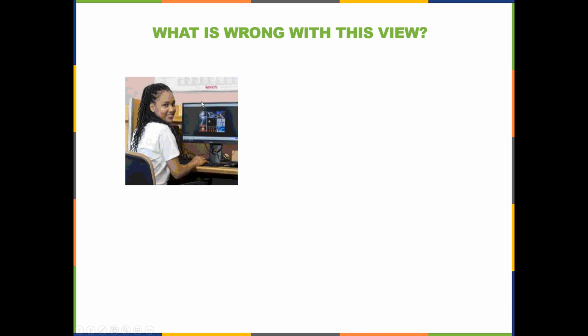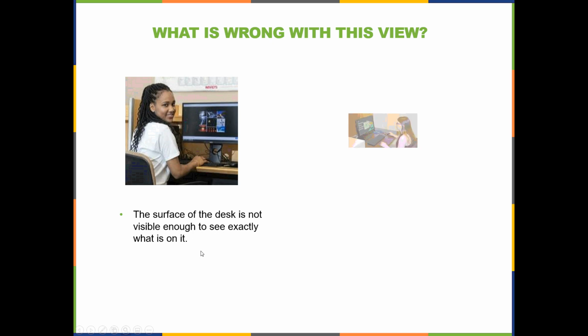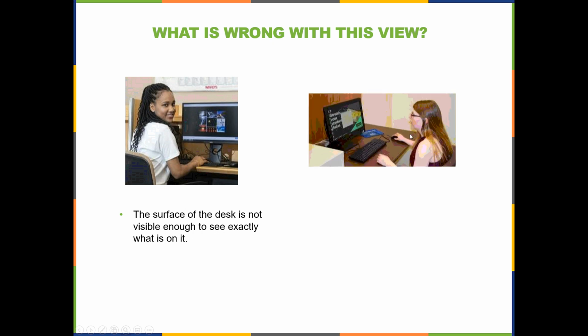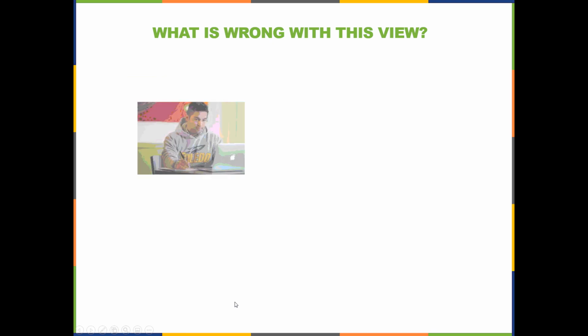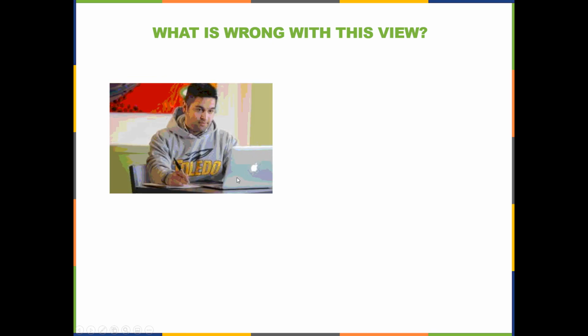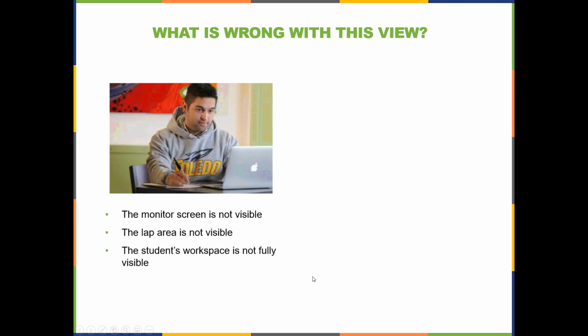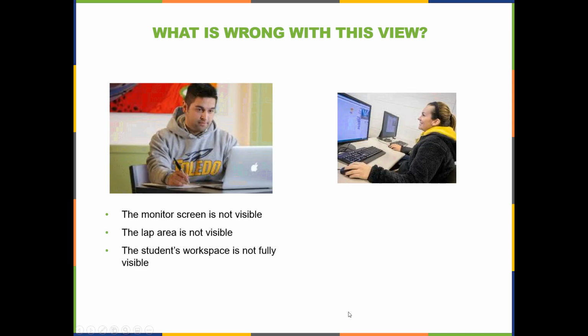Like in this one, overall not bad, but the surface of the desk is just not visible enough and there's some blind spots and we can't really see the lap area that well. Again, here we have a pretty good view of the monitor and the workspace, but the lap area is not clear. There is a blind spot. Let's see. This one, you can't even see his monitor, so this definitely wouldn't work. Also, the lap area is not visible and the workspace is not fully visible either.